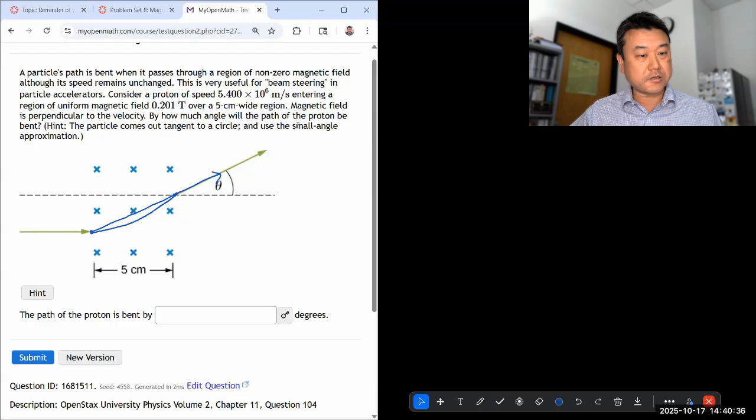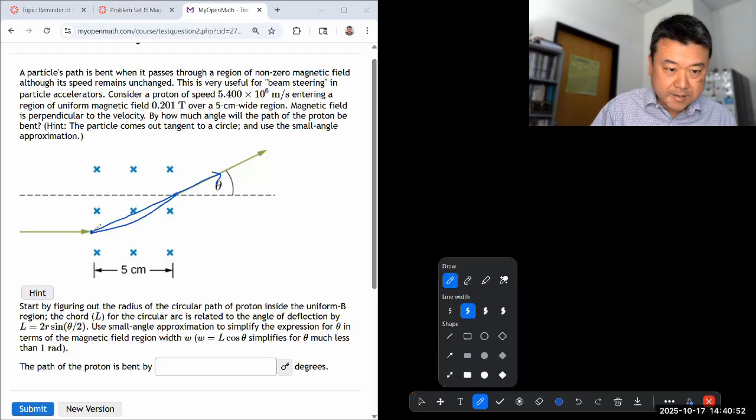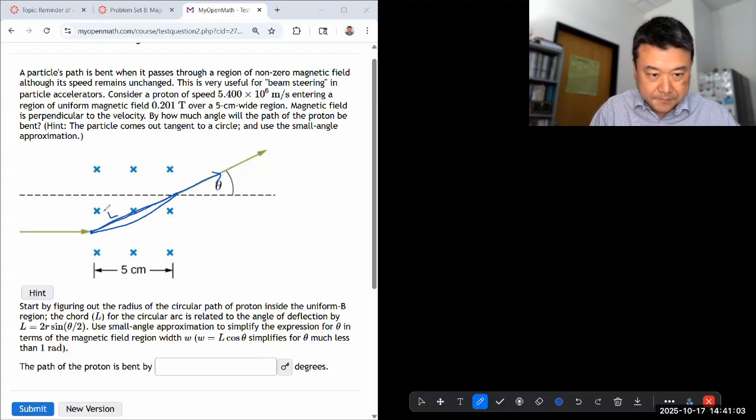And what does it mean? Use the small angle approximation. I think this question has a hint, let's look at it. It tells you how to work out the geometry. It says start by figuring out the radius of the circular path of the proton inside the unit. Okay, I can do that. So the chord would be this L here, and it's giving me this relationship related to the angle of deflection theta: L is equal to 2r sine theta over 2. I don't think that's shown here, but with some auxiliary figures, you can figure it out.